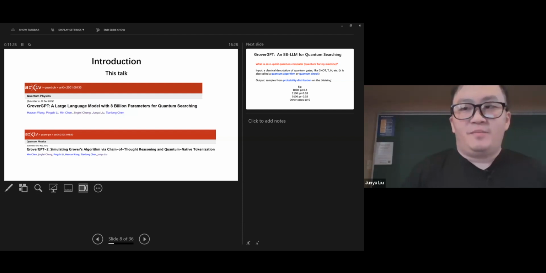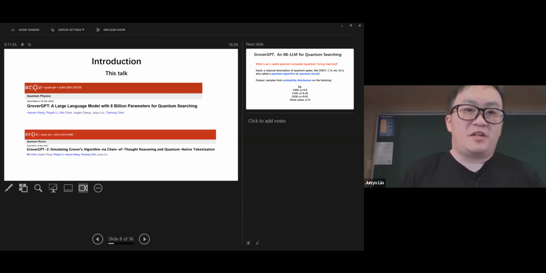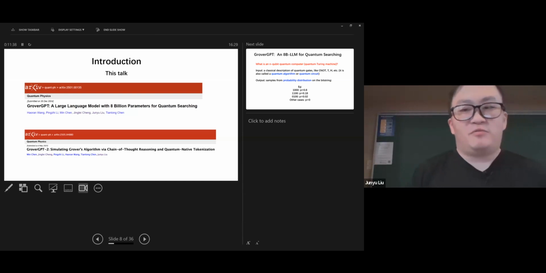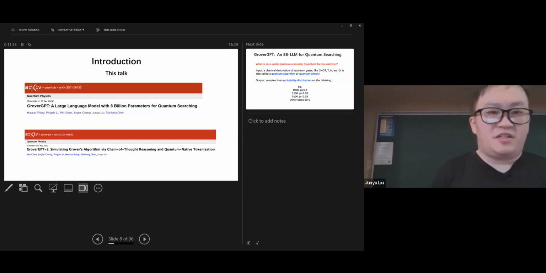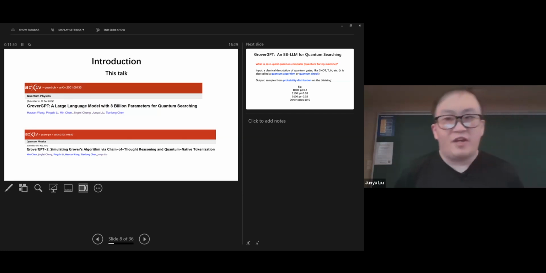Okay, so before that, I will give some basic introduction of our way of simulating this and trying to make an LLM simulate a quantum algorithm, and what we mean by that. And later, I will briefly show you some results and discuss the corresponding technology underlying this development.